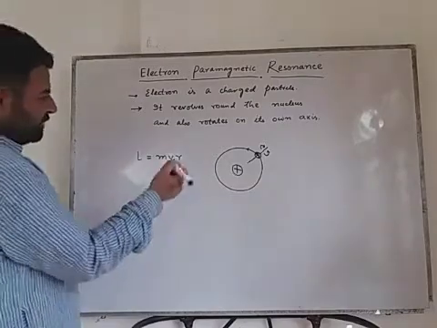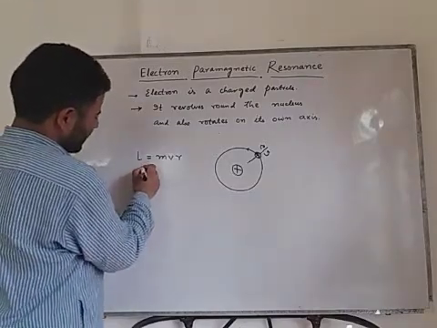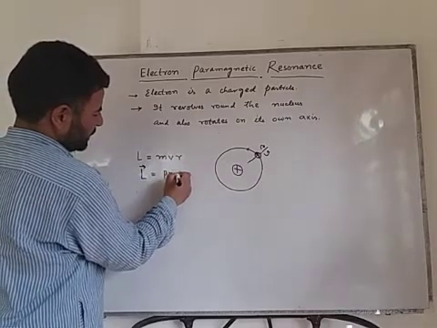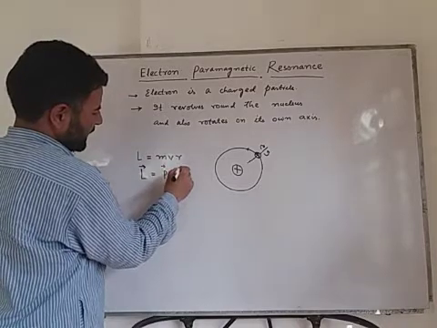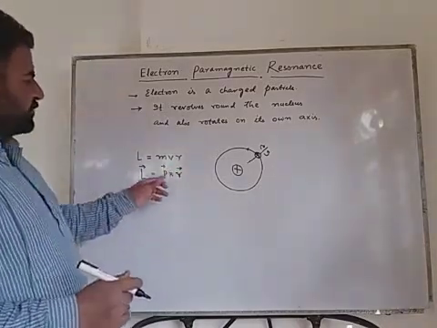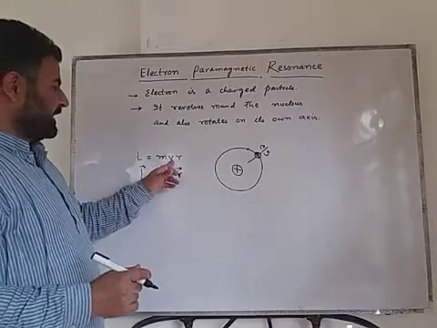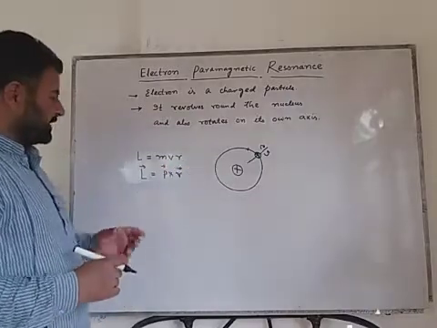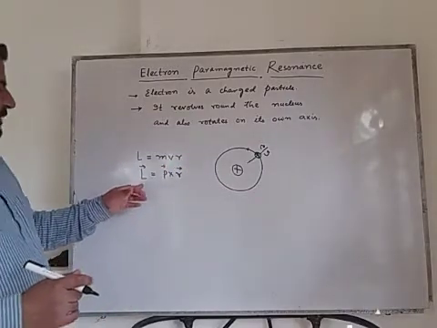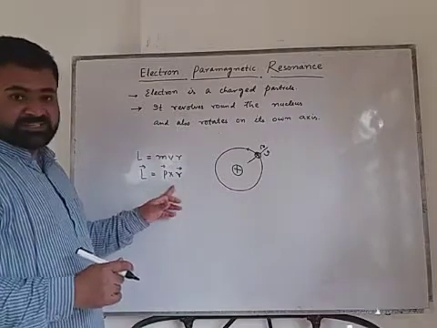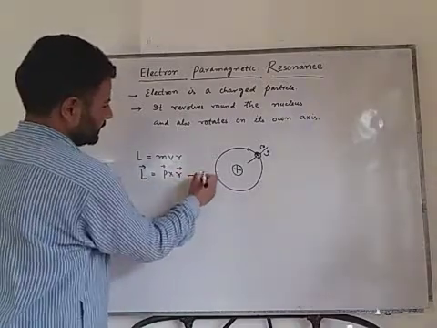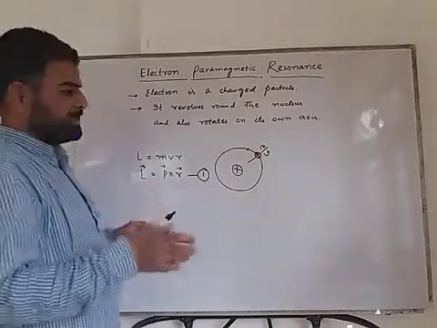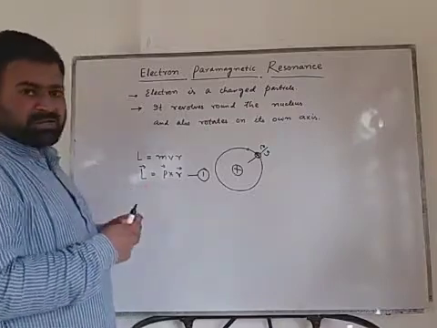So we can show this in vector form. L is equal to r cross p, sorry, p cross r. It can be shown like this, because p is the linear momentum, it is equal to m into v, and r is the radius of the orbit. So the orbital angular momentum vector can be given by this equation. We'll call it equation 1. This equation will show us what the direction of the orbital angular momentum can be.